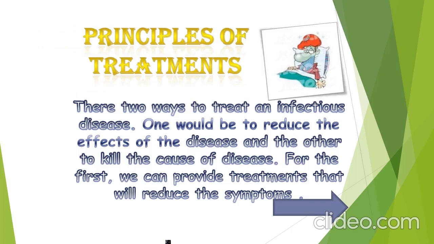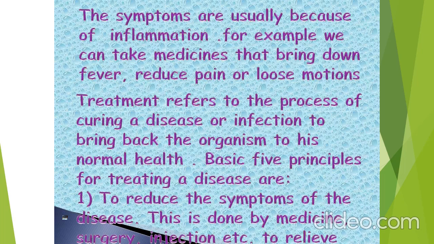Talking about the principle of treatment of various communicable diseases, there are two ways to treat an infectious disease. One would be to reduce the effect of disease and the other to kill the cause of disease. For the first, we can provide treatments that will reduce the symptoms. Now, the symptoms are usually because of inflammation. For example, we can take medicines that bring down fever, reduce pain, or loose motion.